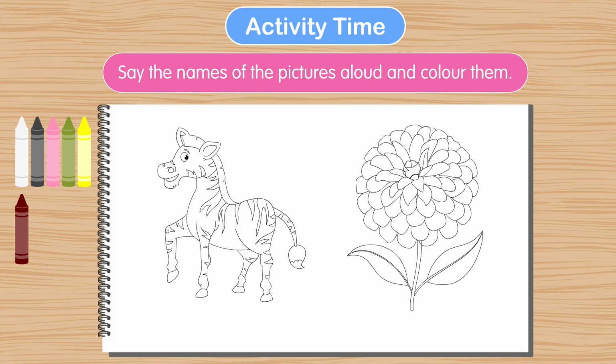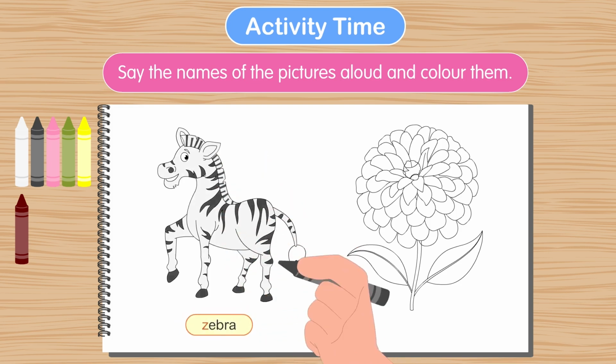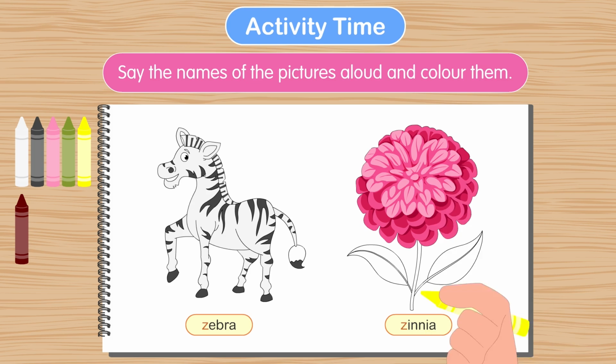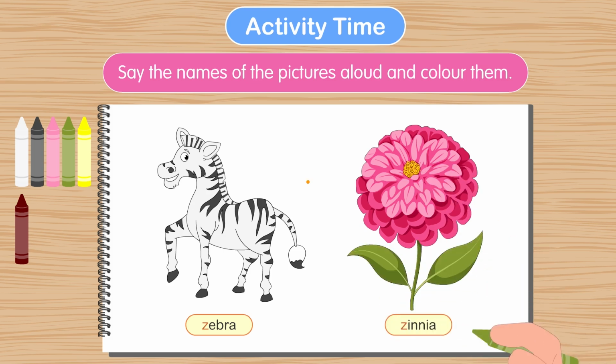In this activity, we need to identify the picture, say its name and then color it. We have the first picture of zebra. Let's color it. Good. Next, we can see zinnia here. Let's color it too. Good.